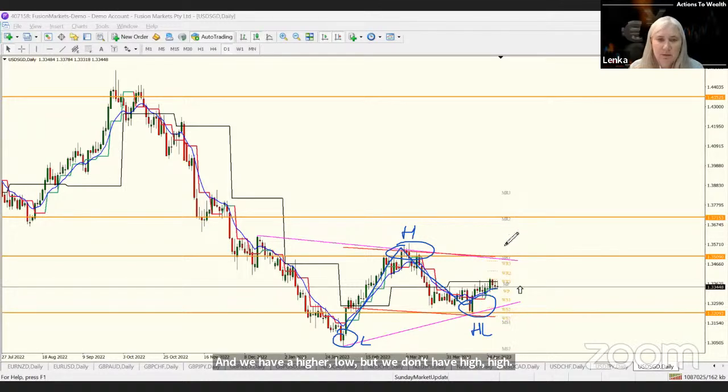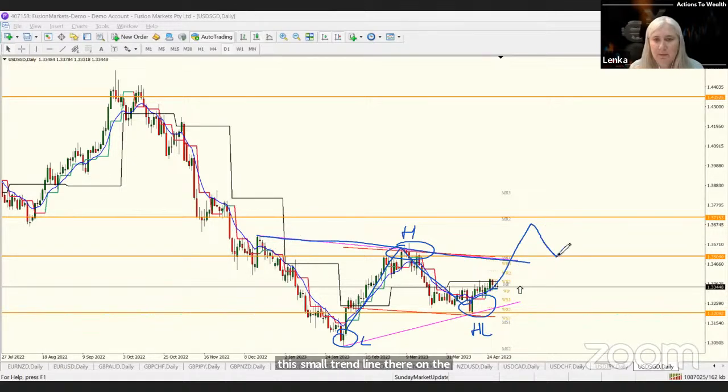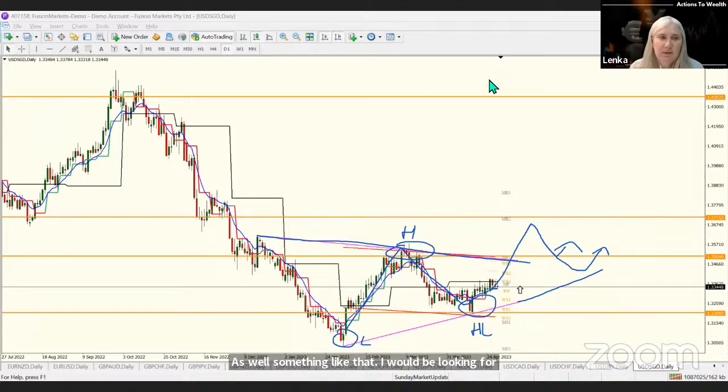Okay, so we would be looking for the break of this small trend line there on the daily, and then probably looking to enter there, or depends where this thing goes, somewhere there as well, something like that. I would be looking for long opportunities on USD SGD.